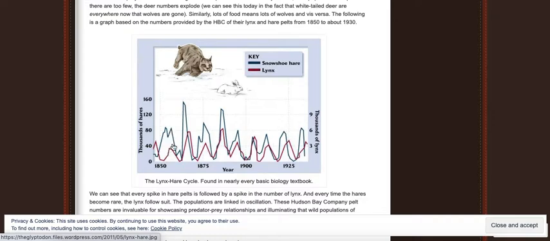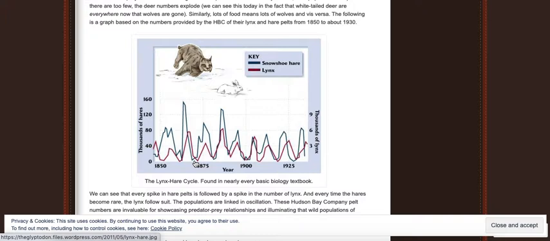But then as the hares start to drop off, it takes a little while, but the lynx population will start to starve out and die as well. This happens over and over again, where you'll see that as the prey population increases, the predator population will lag behind it and also increase. But then as the prey population decreases, it'll take a little bit of time for the lynx to starve out, and then they will also decline.